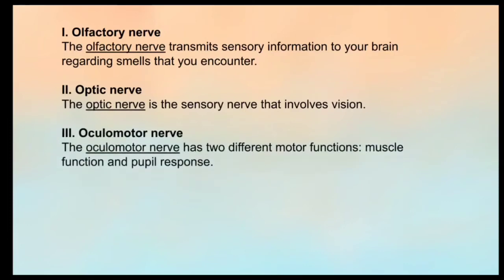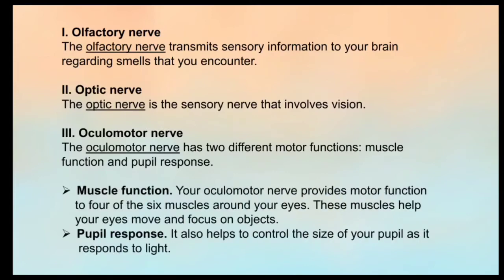Is the oculomotor nerve. The oculomotor nerve has two different motor functions: muscle function and pupil response. So, yung muscle function, your oculomotor nerve provides motor function to 4 of the 6 muscles around your eyes. These muscles help your eyes move and focus on subjects. Pupil response, it also helps to control the size of your pupil as it responds to light.